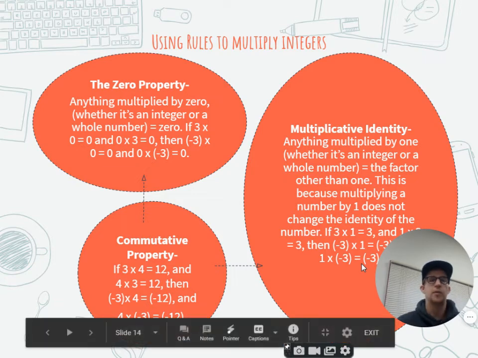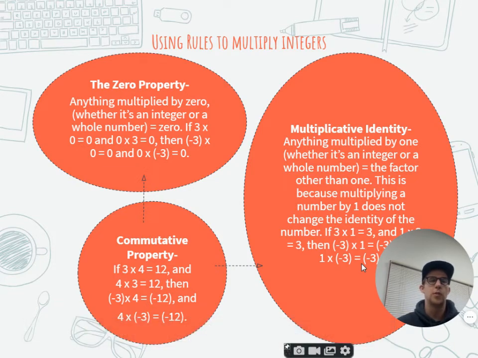So there's some rules we can apply when we're multiplying integers. One rule that we can apply is the zero property. Anything multiplied by 0, whether it's an integer or a whole number, equals 0. So 3 times 0 is 0, 0 times 3 is 0, negative 3 times 0 is 0, 0 times negative 3 is also 0. Another property that we can rely on is the commutative property. If 3 times 4 is 12, and 4 times 3 is 12, then negative 3 times 4 is negative 12, and 4 times negative 3 is negative 12.